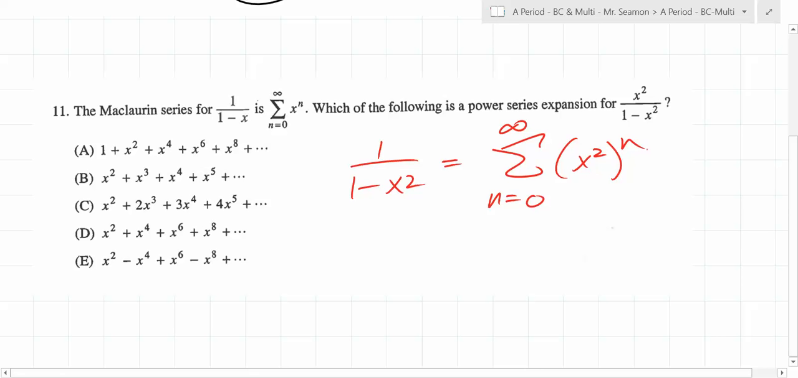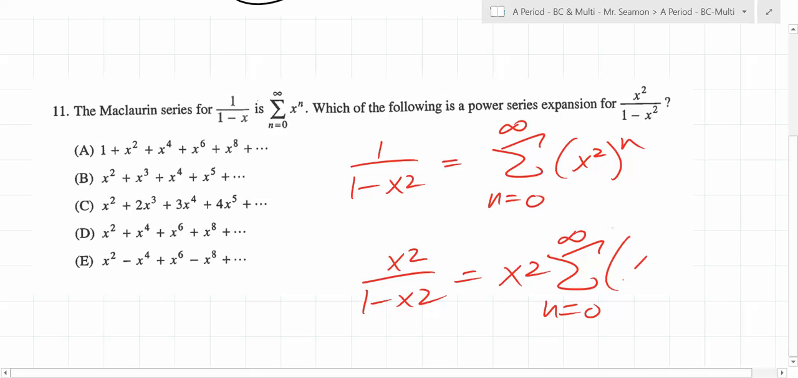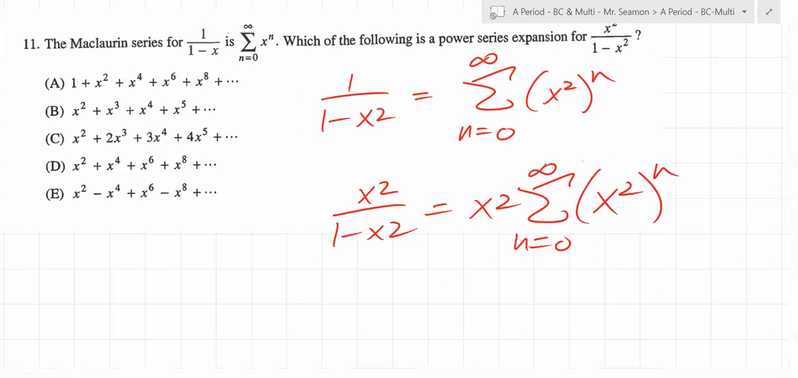But is that what we want? No, we want x squared on top. So what do we have to do to both sides? Just multiply the whole thing by x squared. So if we want x squared over 1 minus x squared, what's it going to be? X squared times the sum n equals 0 to infinity of x squared to the n. So you just have to write the notation out, right?